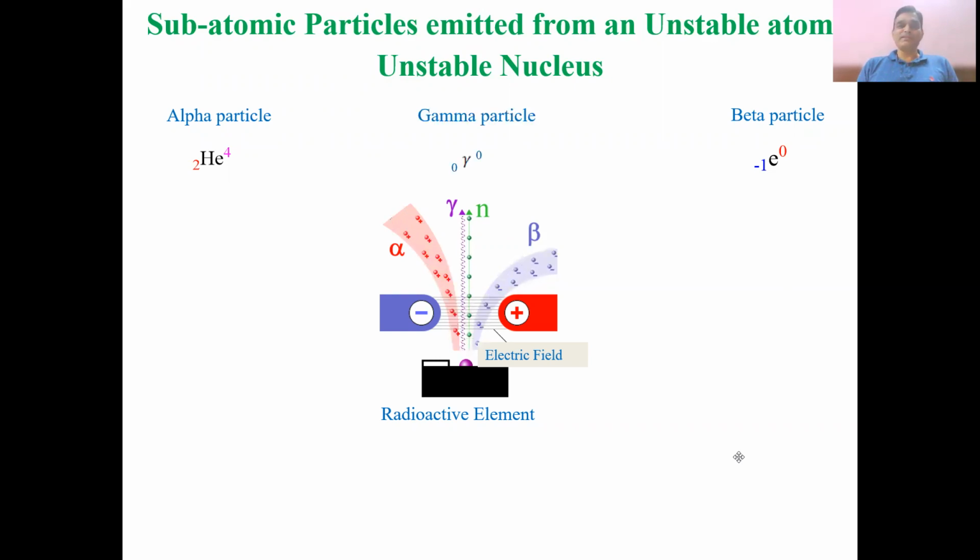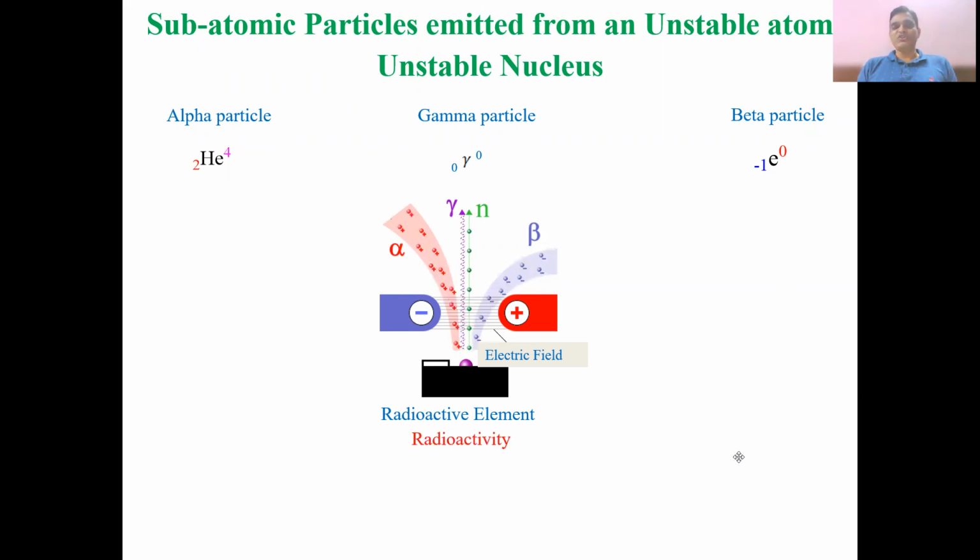Next are the gamma rays, which are emitted. They have no charge. They are represented by gamma, having 0 and 0 as the superscript and the subscript. They go straight without any deflection in the electric field.